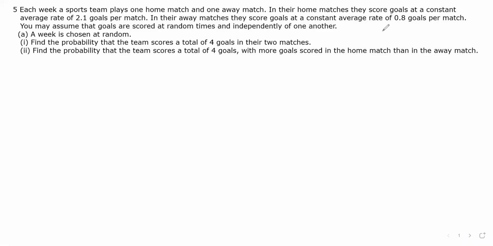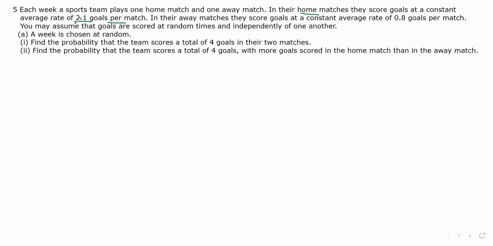We discussed A-Level Mathematics Paper 6, Probability and Statistics 2, from 2020. Each week, a sports team plays one home match and one away match. In the home match, they score a goal at a constant average rate of 2.1 goals per match.